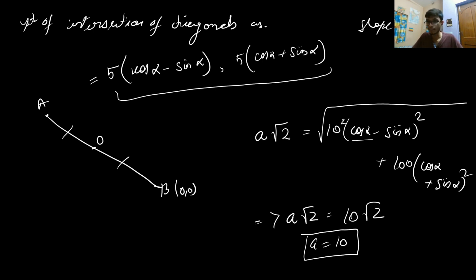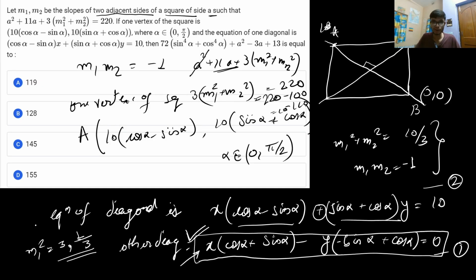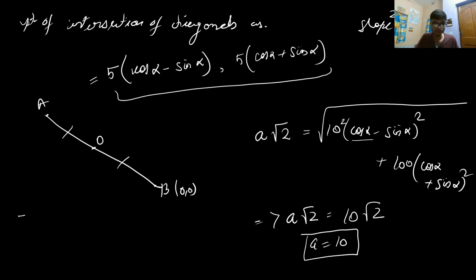Since we know the slope is equal to tan alpha, the slope square is basically tan square alpha, and the question is asking you for the value of this trigonometric identity, that is 72 times of sine to the power 4 alpha plus cos to the power 4 alpha plus a square.